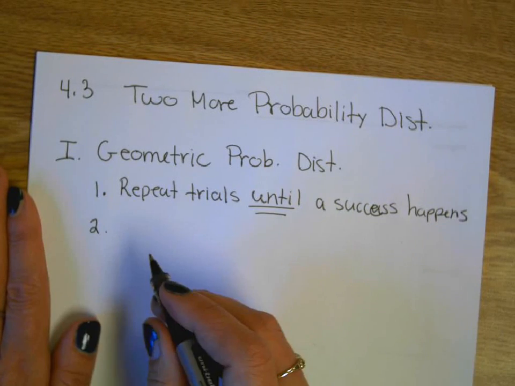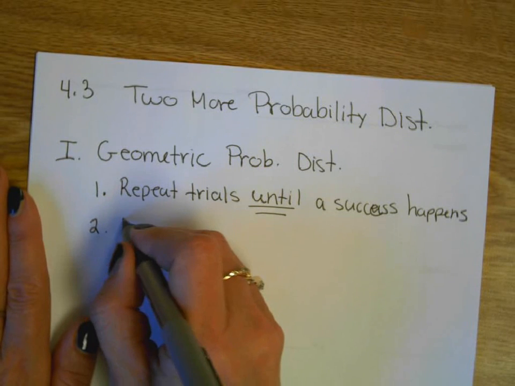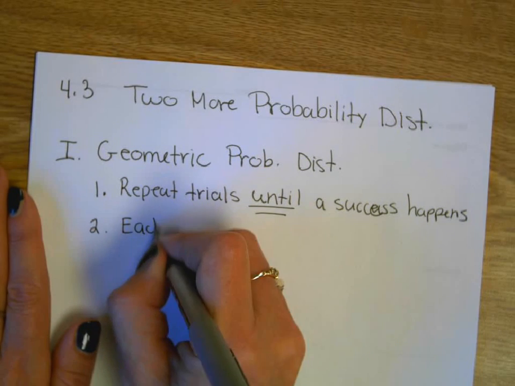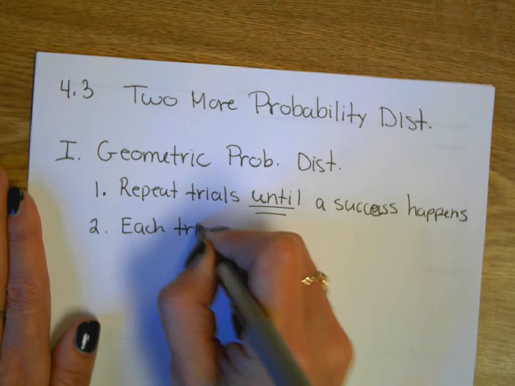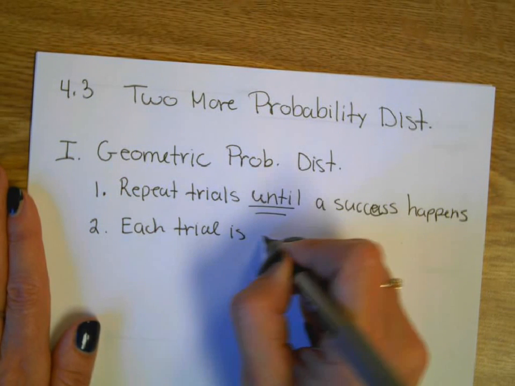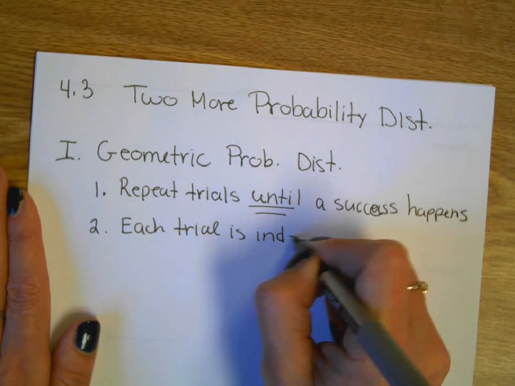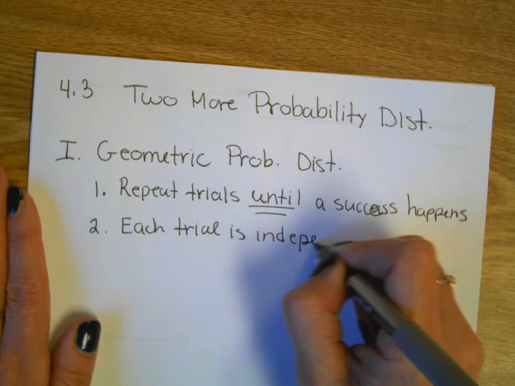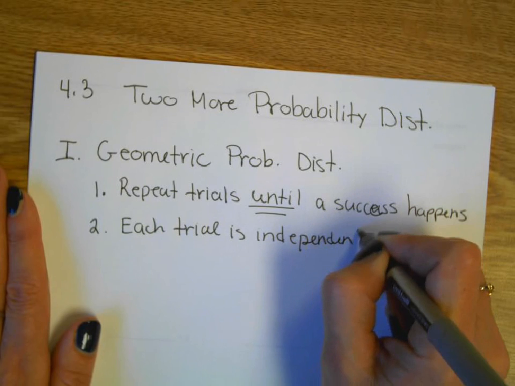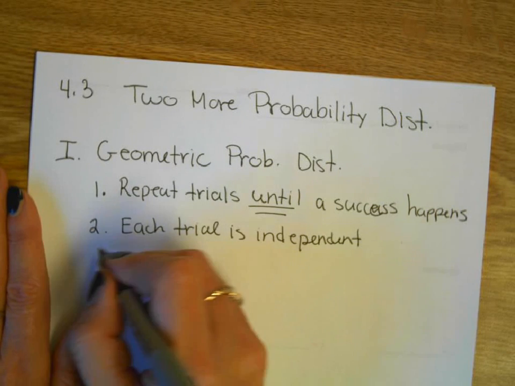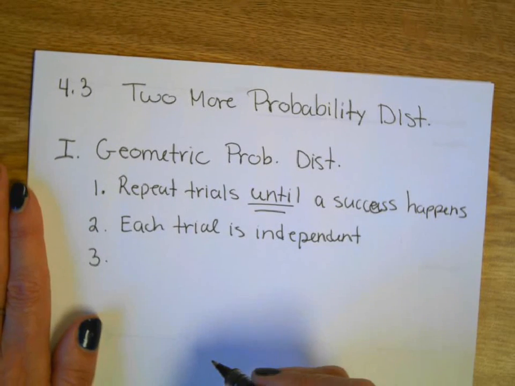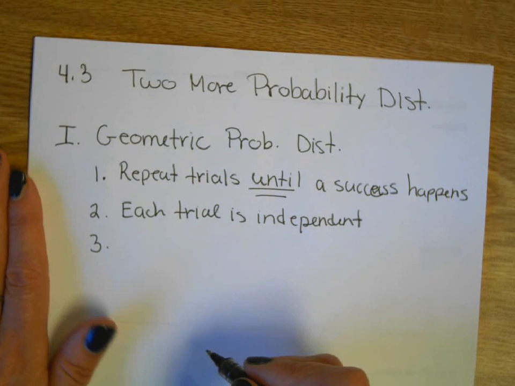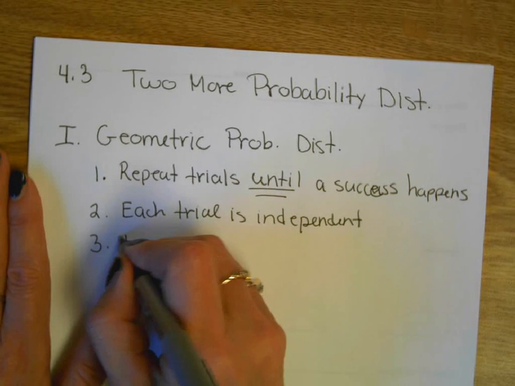Each trial has to be independent of the next. So in other words, the first trial doesn't affect the second one's sample space. Just like binomial, the probability of success has to be the same on each trial.